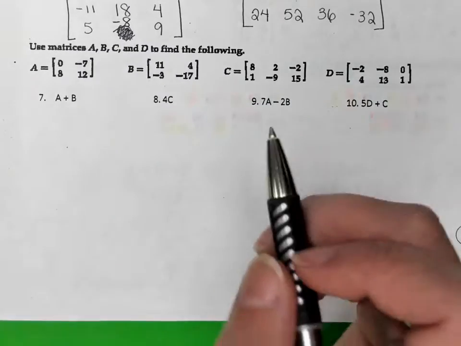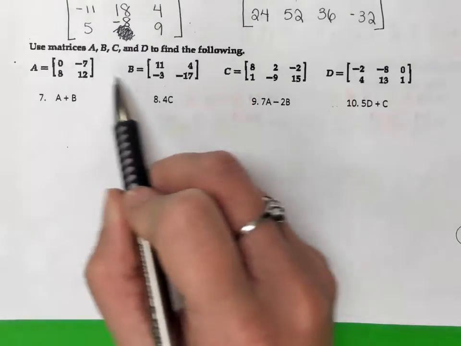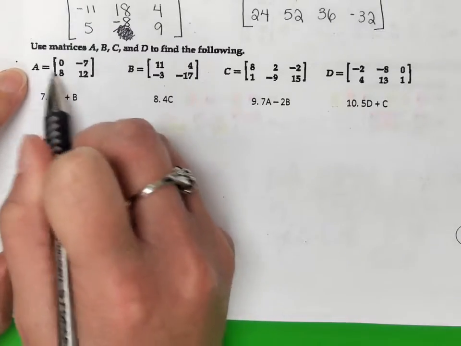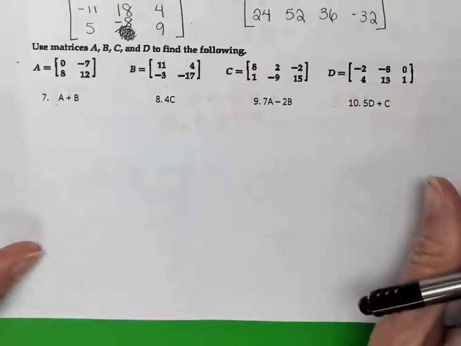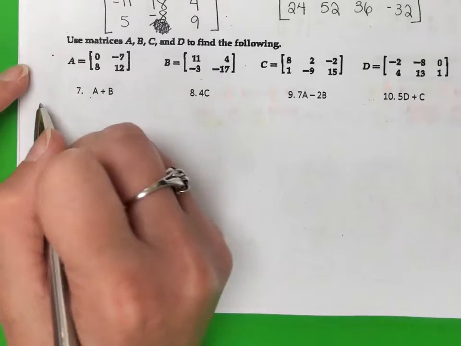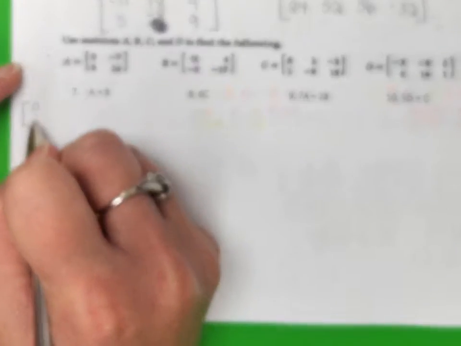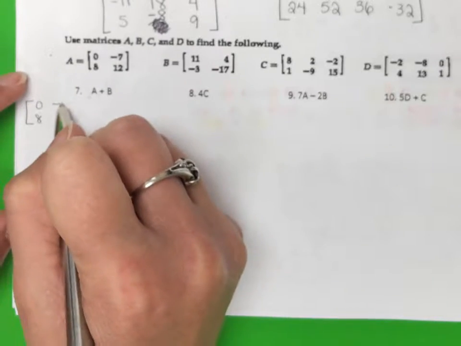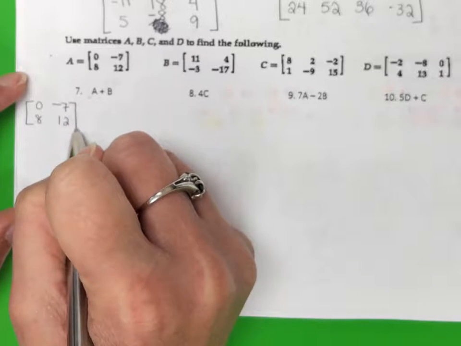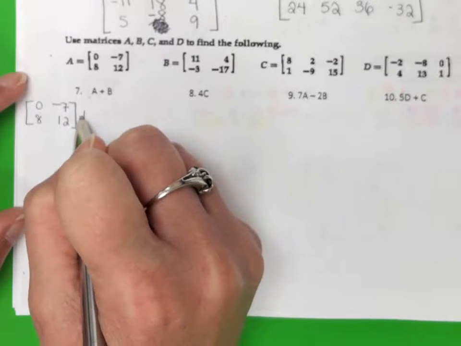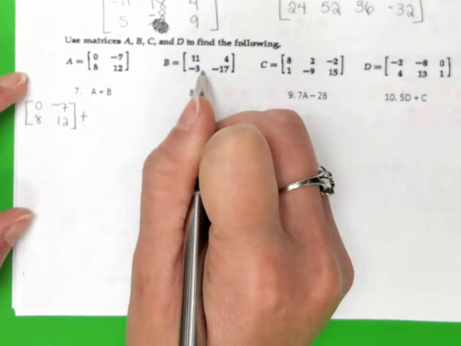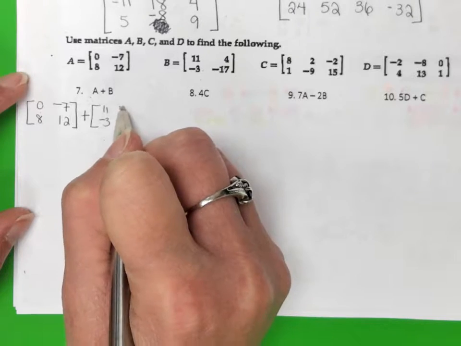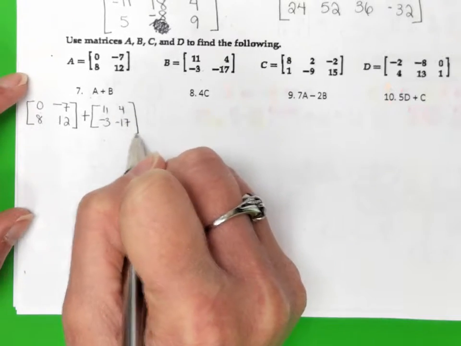Alright, here we go. All they did here was give you all the matrices, and they want you to actually subtract them or add them. A is this matrix, so we're just going to write that. You're going to have to write kind of small to fit all these in here. A is 0, 8, negative 7, 12. Plus matrix B, which is 11, negative 3, 4, and negative 17. That's the only difference between them.